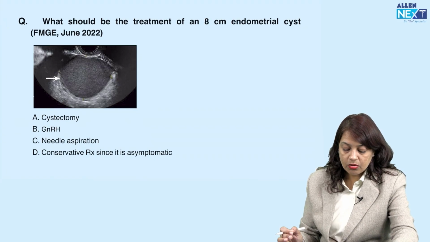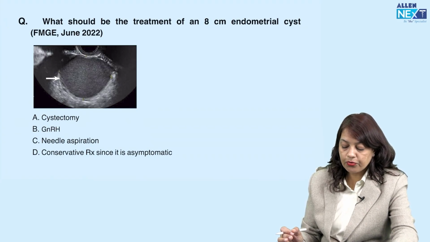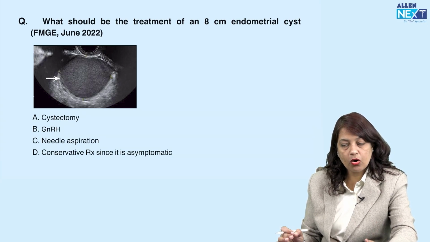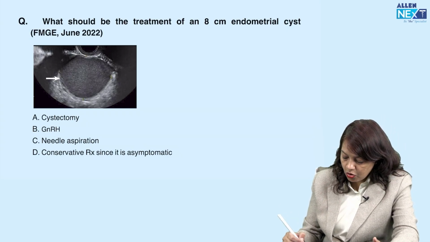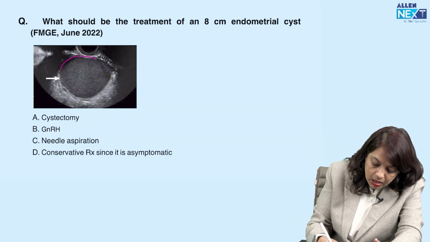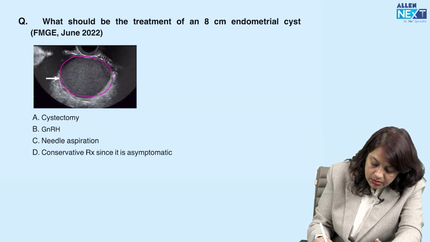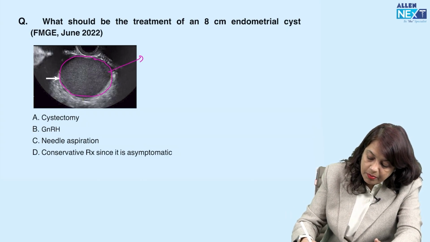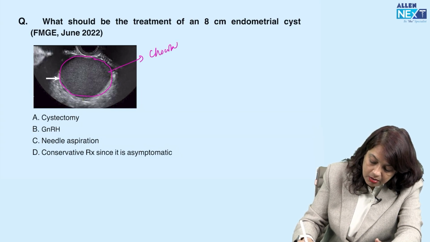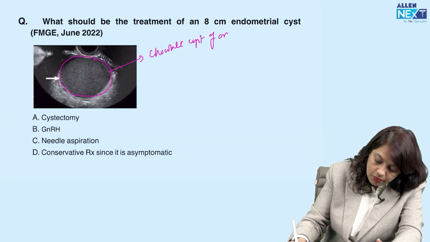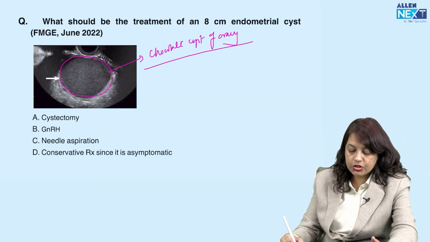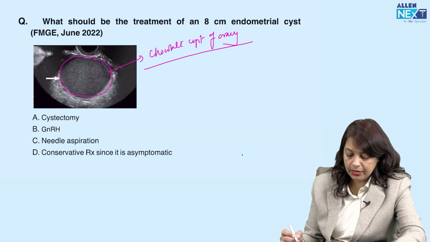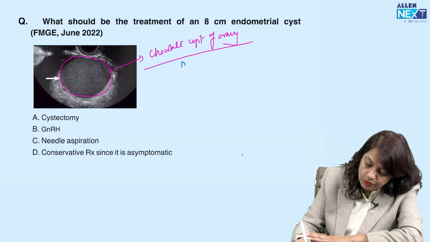Now, next question. What should be the treatment of an 8 centimeter endometriotic cyst or endometrial cyst? This is an image of an ultrasound showing a huge cyst, and this is an endometriotic cyst, which can be a chocolate cyst of ovary. Now, in this question, let me tell you a few things I would like to mention here.